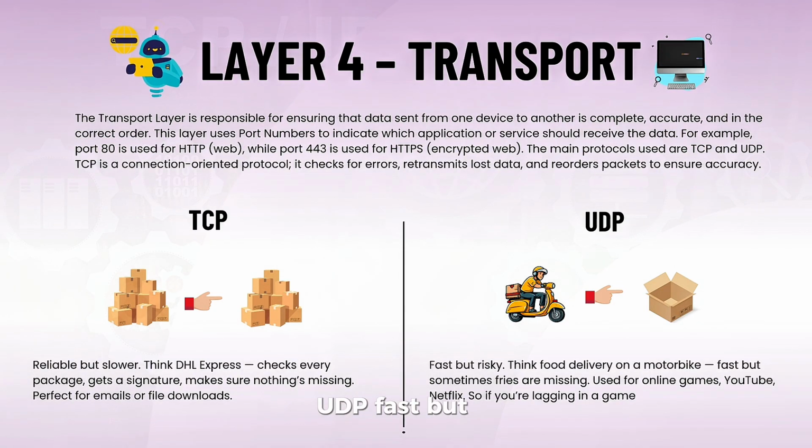UDP: fast but leaky. Think of the food delivery on the motorbike. Fast, but sometimes files are missing. Used for online games, YouTube, Netflix. So if you are lagging in the game, boom, UDP.